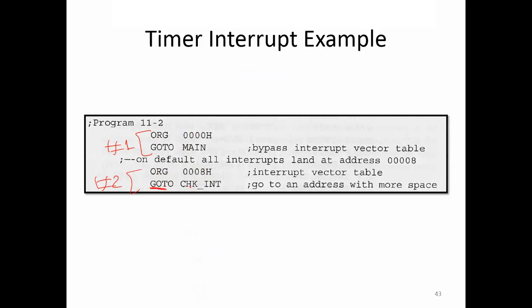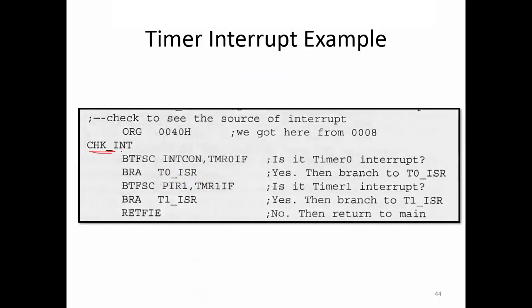the interrupts. Okay, so this is check interrupt. We can do it directly at the address 8. Here we have to check 2 flags. So btfsc the INTCON register, TMR0IF. If this flag is 1, we have to go to timer 0 ISR. If this flag is 0, we skip. We have to check the timer 1 IF. If it is 0, we return back to the main. If it is 1, we go to timer 1 ISR. This is the part number 2. Is this clear?